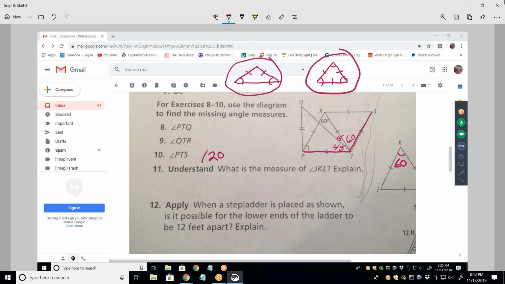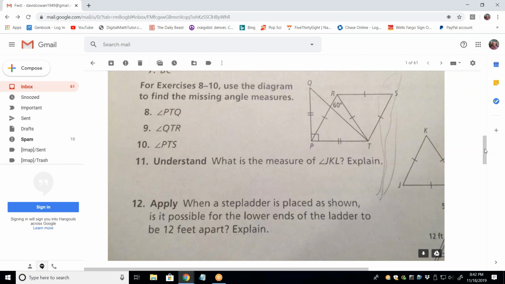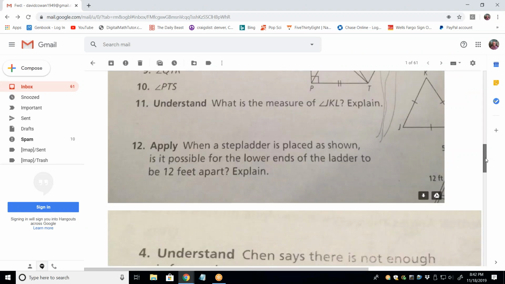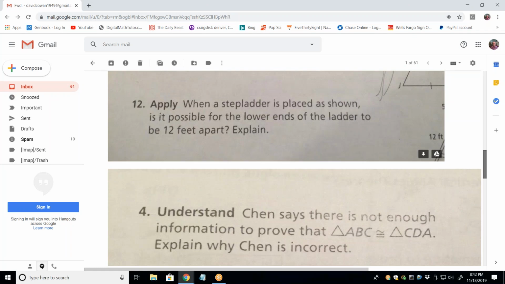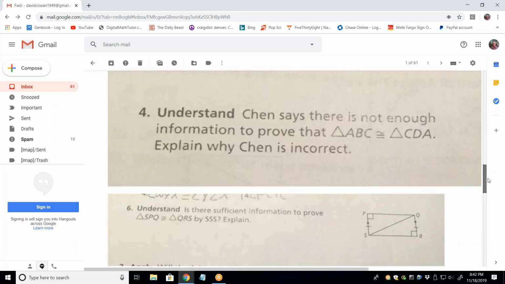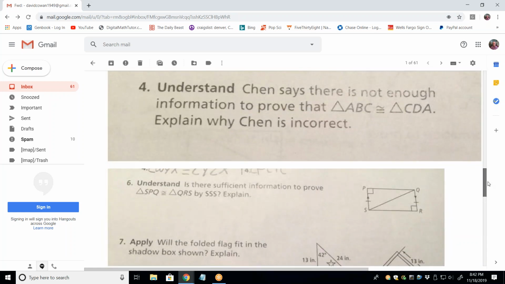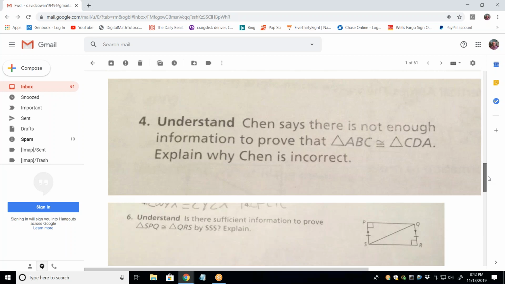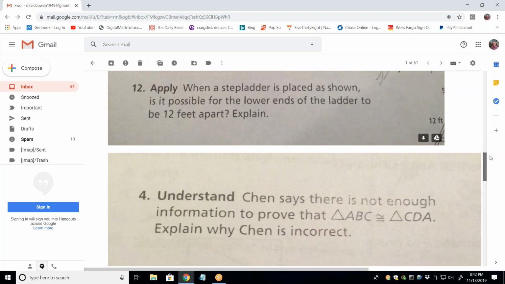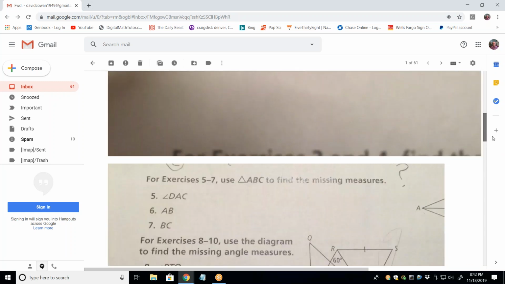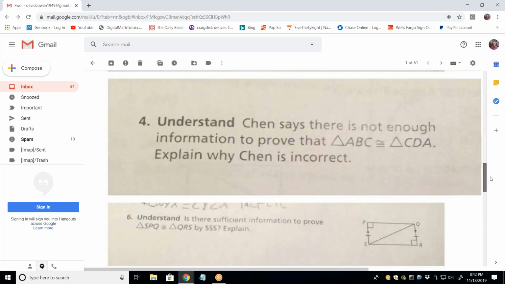Okay, perfect. Here, let me scroll down here and see what else I can actually see here. I don't need help with 12. I just need help with 11. Okay, good, because I don't have a picture of the ladder. Number 4, I don't see any picture at all. Number 4, hold on, where's that? Do you see it on my screen? Yeah, yeah, okay. What was it?